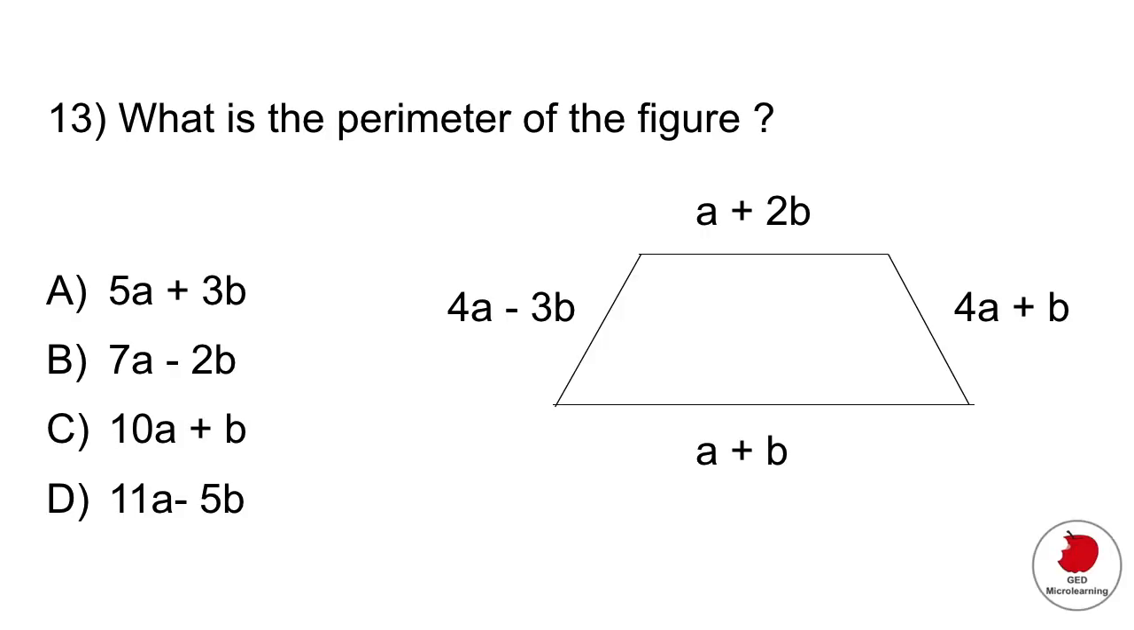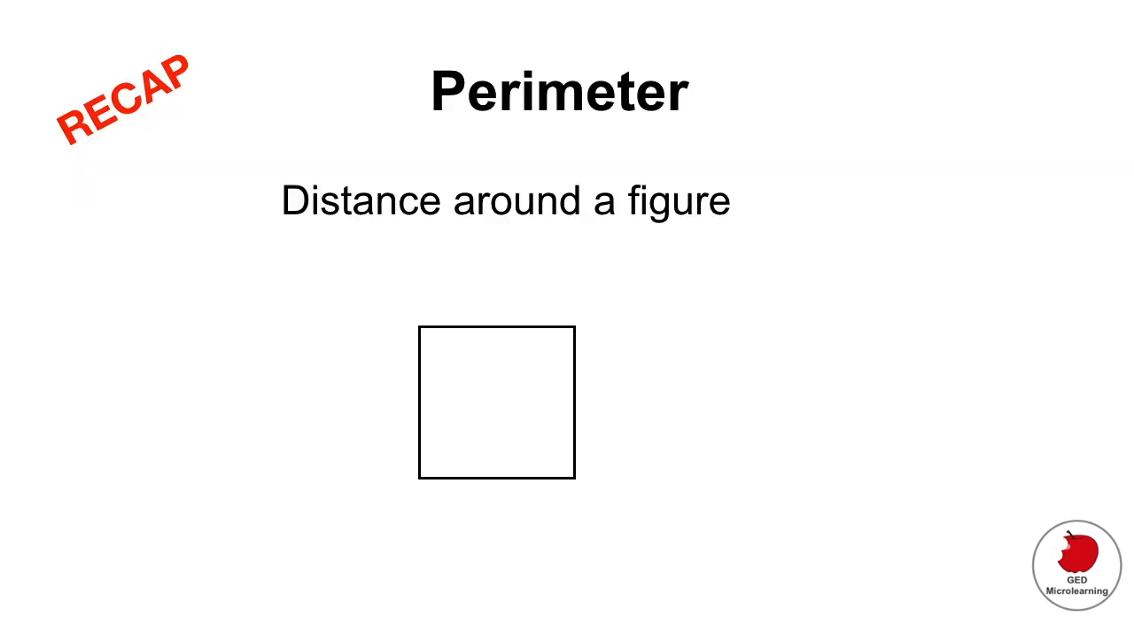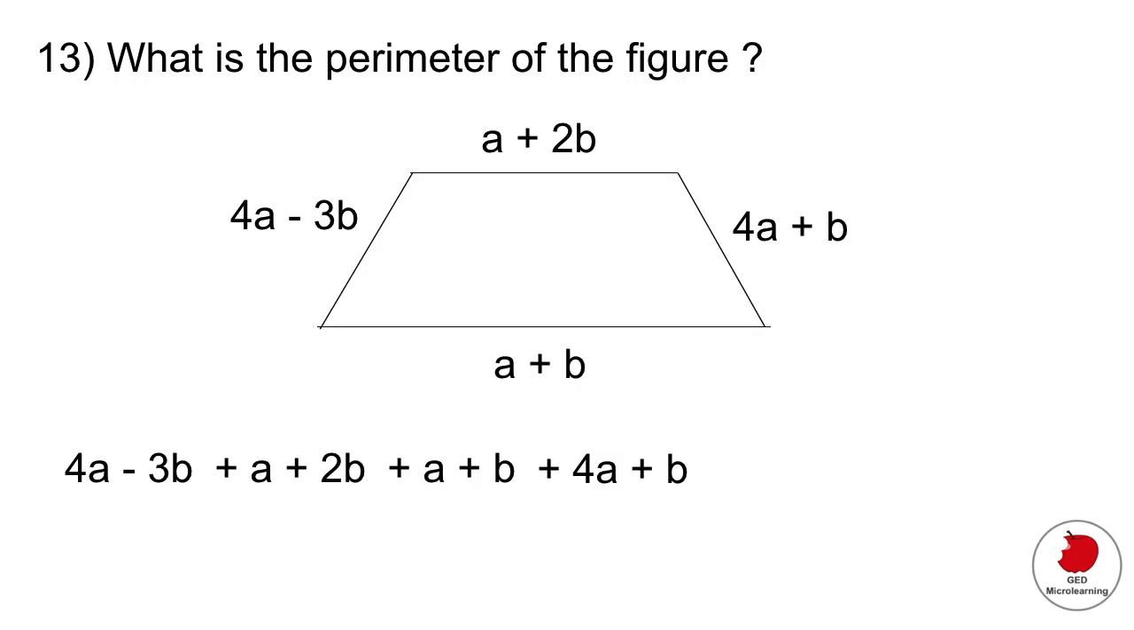Question 13 asks you the perimeter of the following figure. And just to quickly remind ourselves what the definition of perimeter is, it's essentially the distance around a figure. So in this case, the perimeter is this distance going around that square. They're giving you certain values for each side of this figure, so what you want to do is add up all these values together.